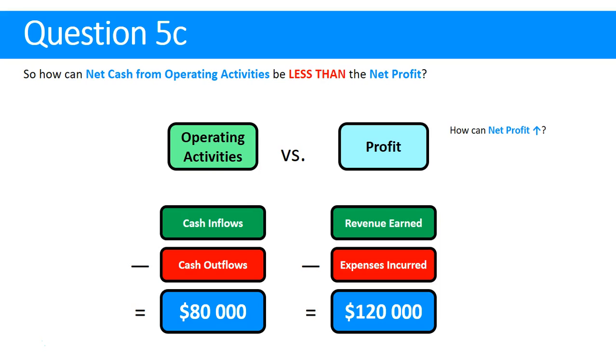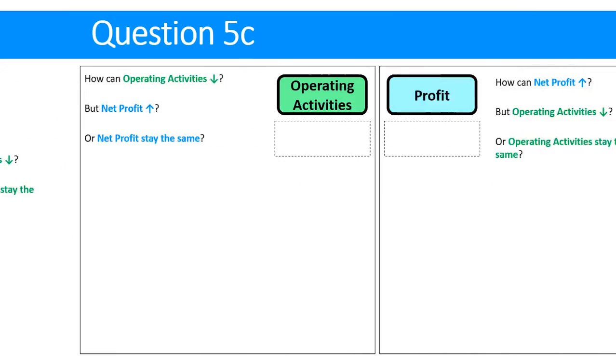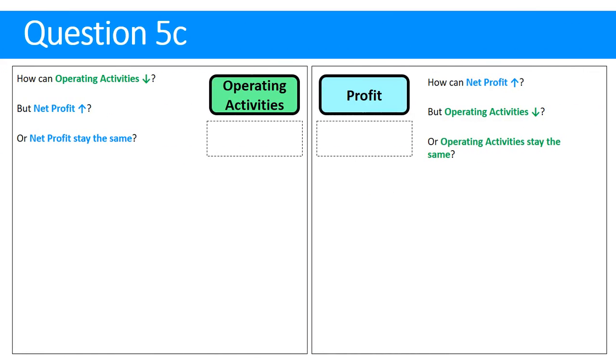So the questions we really need to ask are, how can we have net profit go up, but operating activities cash go down, or maybe just stay the same? How could something be good for profit, but either have no impact on operating activities, or actually make it go down? On the other side, what could make operating activities cash go down, but actually increase net profit, or maybe make net profit stay the same? If we can answer those 2 questions, we can start to put an answer together for this. So what we'll do is divide this into 2 parts.